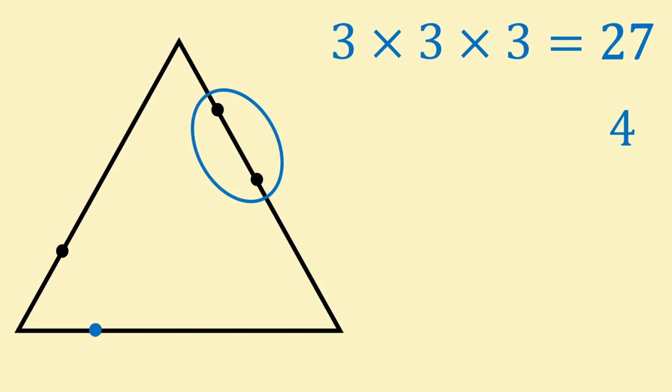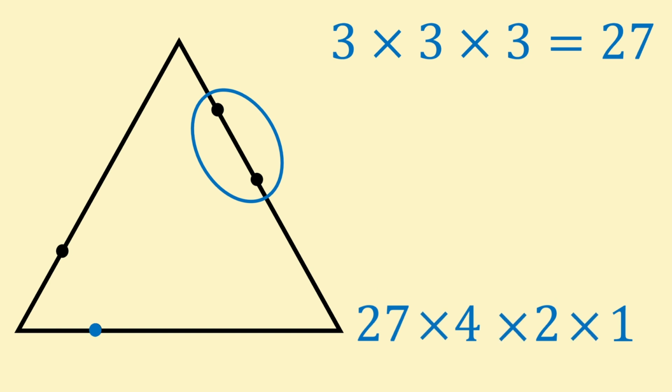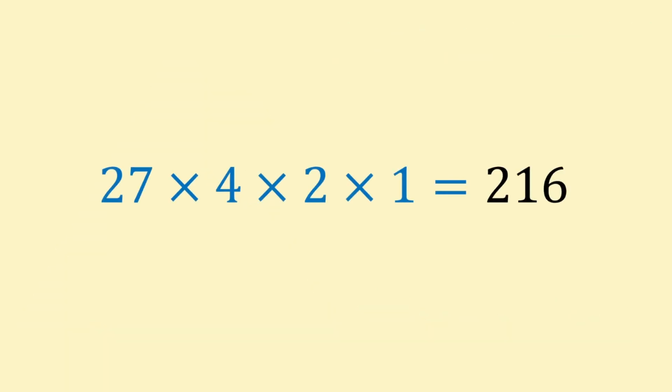Once we've done this, as there are only 2 remaining points left, there is only one possible way to connect them. Like before, as these choices are made independently from each other, we must multiply the values together to get the total number of possibilities. 27 multiplied by 4 multiplied by 2 multiplied by 1 is 216. There are 216 possible ways to connect the 12 points using 6 lines.